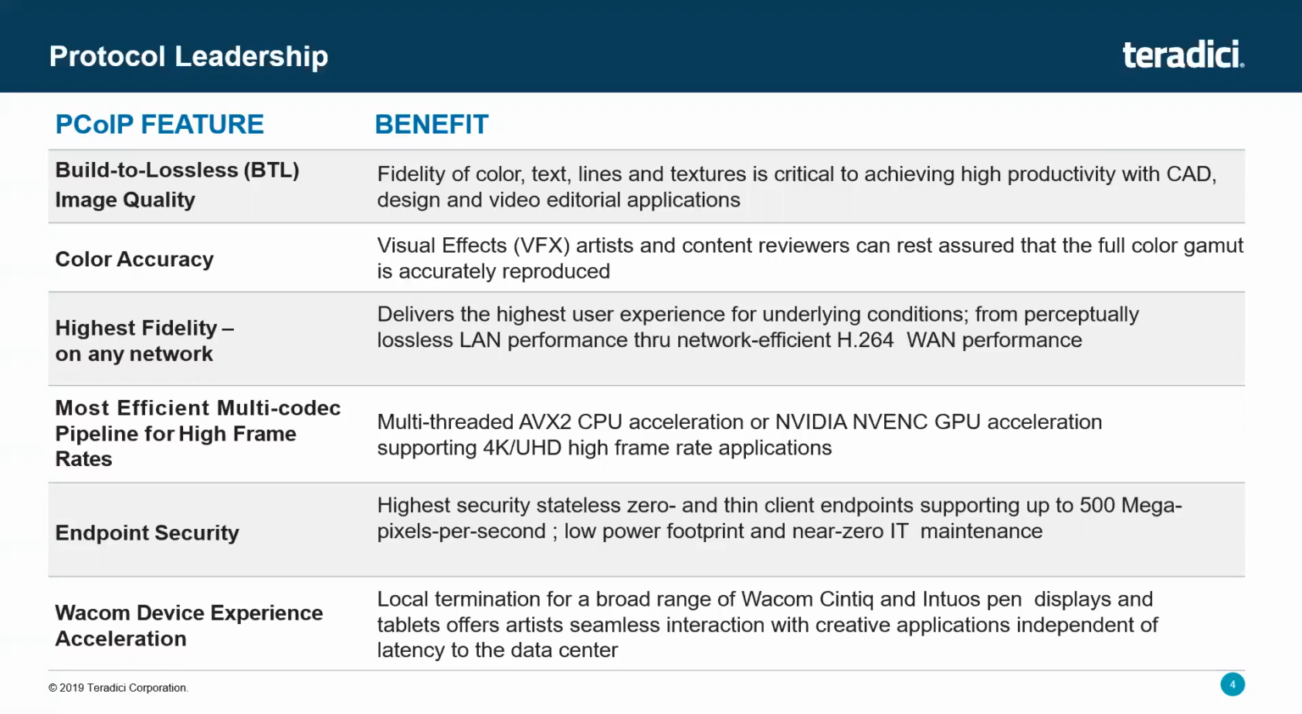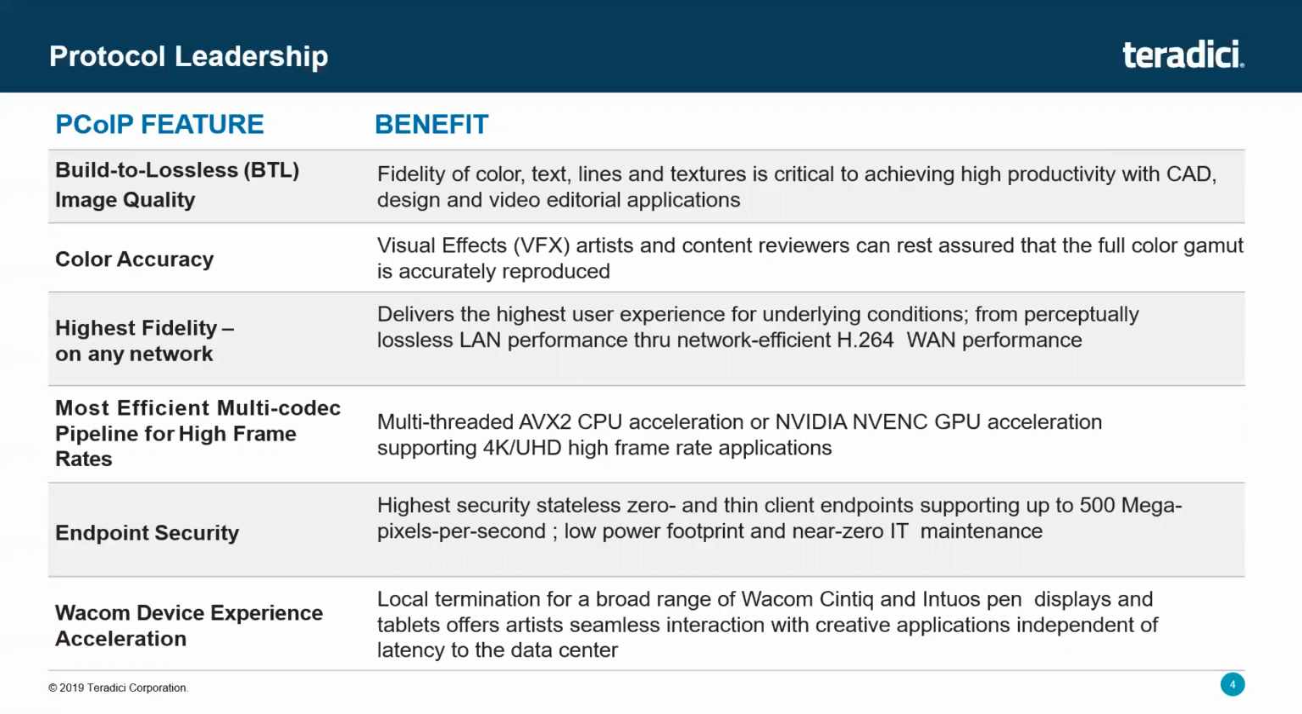Number 3, the highest fidelity. PCoIP is an adaptive protocol. What that means is that it can adapt itself and tune things like bandwidth usage, frame rate, or resolution, depending on network conditions. So if it sees that the network is congested, it's able to intelligently back off on the bandwidth usage so that it can leave some bandwidth for the other applications on the network.